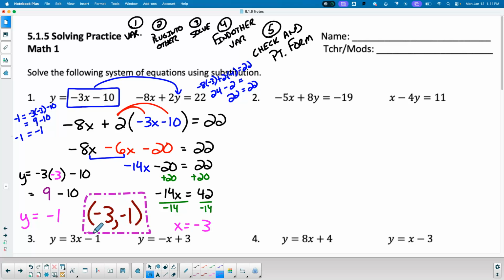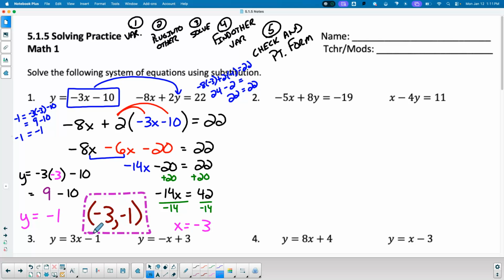Okay? Questions, comments, concerns, clarifications? Okay, let's do number 2 together. Step number 1 says I need to solve one of the equations for one of the variables. Which equation do you want to solve for which variable? In number 2.